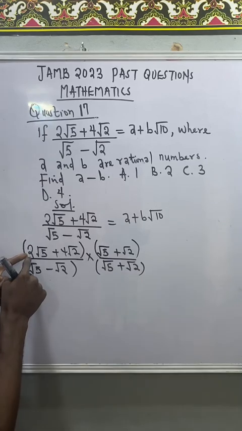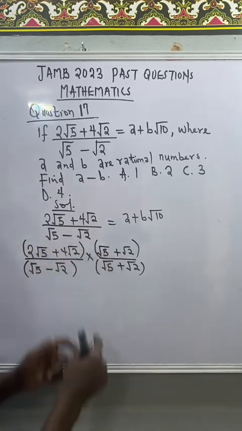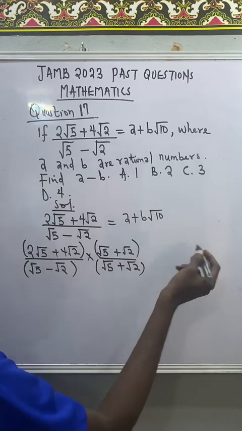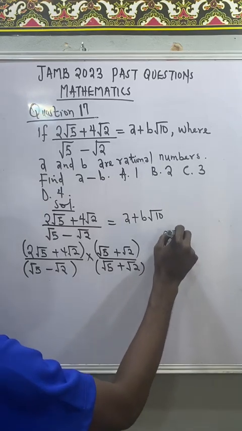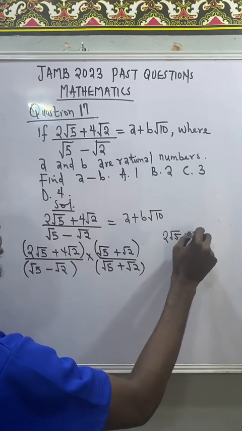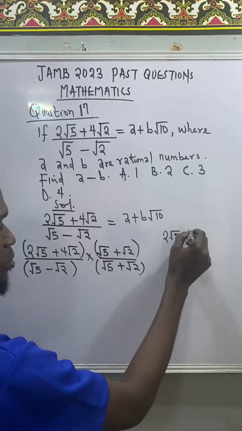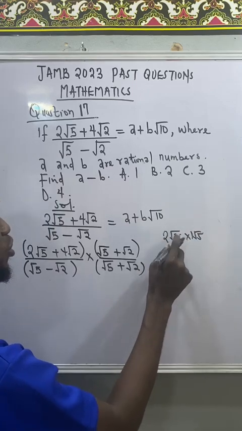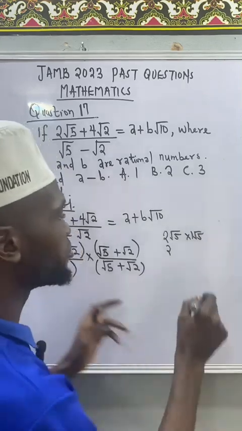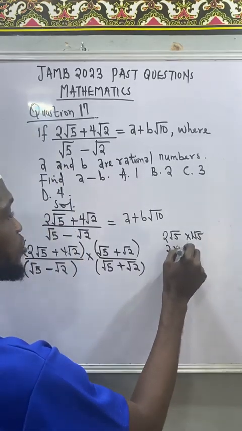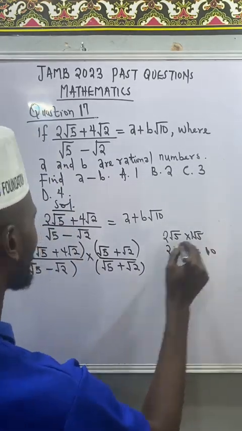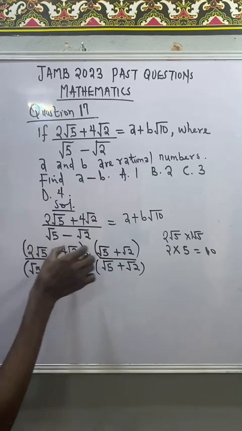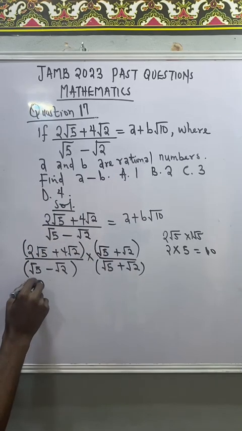Now, from here, we say 2 root 5 times root 5. So this 2 is multiplying 1 here. 2 times 1 gives me 2. Root 5 times root 5 gives me ordinary 5. So just multiply 2 times 5, that will give you 10. So the result of this times this will give me 10.